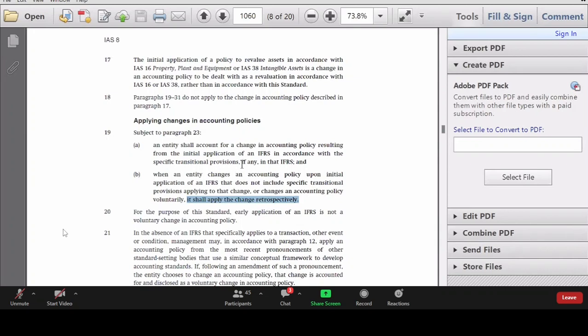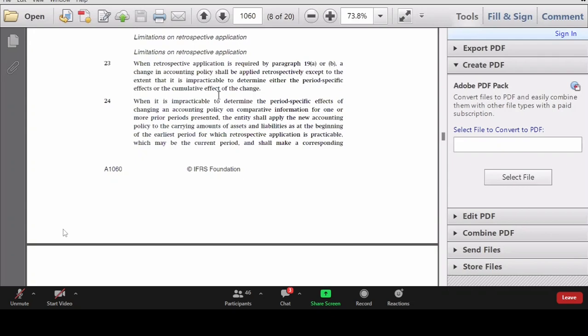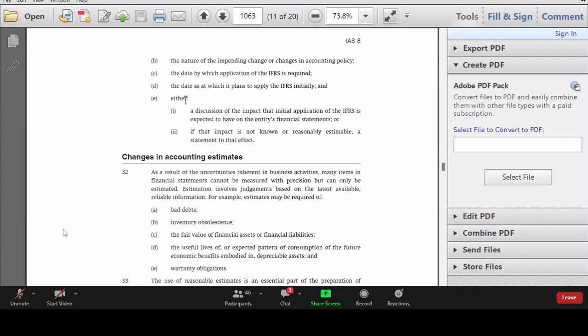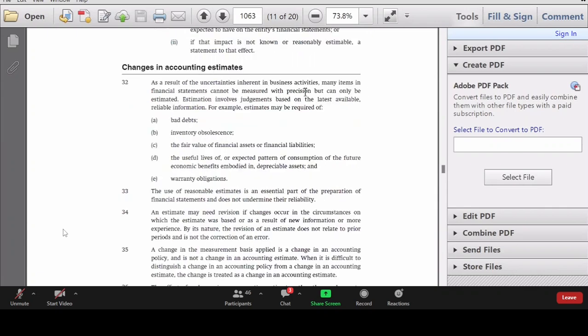And they give you reasons why in the original standard here. Of course, in the accounting estimate the examples are there. As a result of uncertainties inherent in business activities, many items in the financial statements cannot be measured with precision, but can only be estimated. You get it? These are the reasons. I'm reading for you the original text of the standard. Estimation involves judgments based on the latest available reliable information.